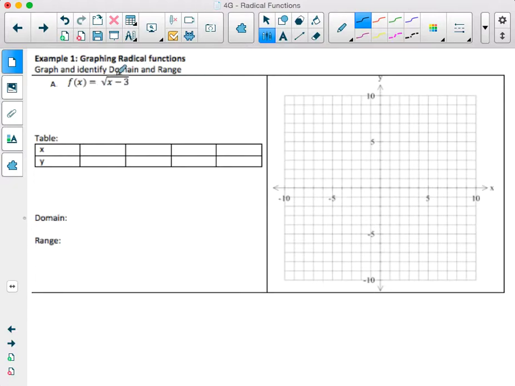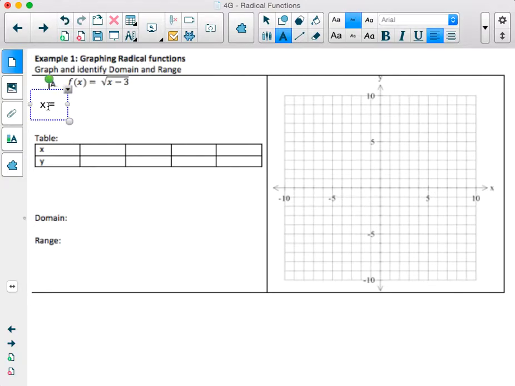So to make a table of values, we've got a table that we're going to pick numbers for, and we're doing a square root. Personally, I always like to think about numbers that it's possible for me to take the square root of. So what values can I easily take the square root of? Well, I can take the square root of 0.